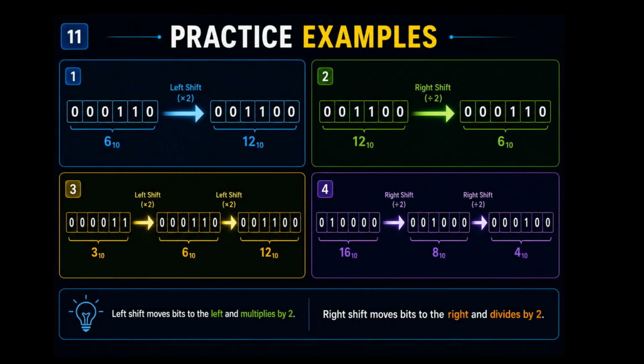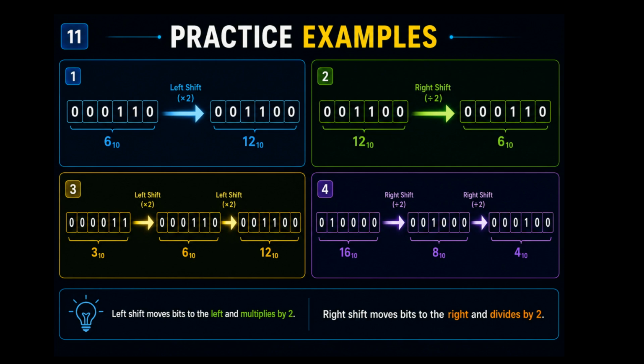Now, let's practice what we've learned. Example 1. A left shift changes 6 into 12. The value is multiplied by 2. Example 2. A right shift changes 12 into 6. The value is divided by 2. Example 3. 2 left shifts change 3 into 6, and then 12. Each shift doubles the value.